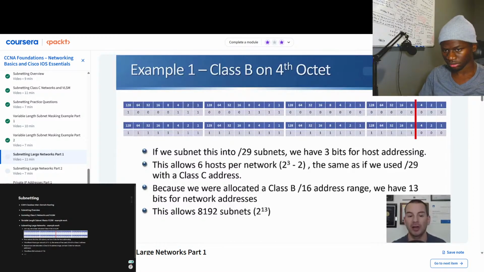And that is going to allow a total of 8,192 subnets. Let's count that up as well. So 2 to the power of 13: 2, 4, 8, 16, 32, 64, 128, 256, 512, 1024, 2048, 4096, and finally 8192.